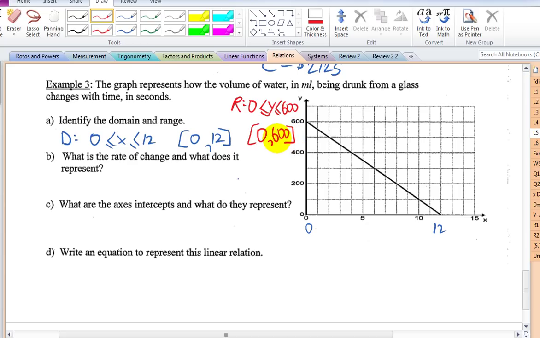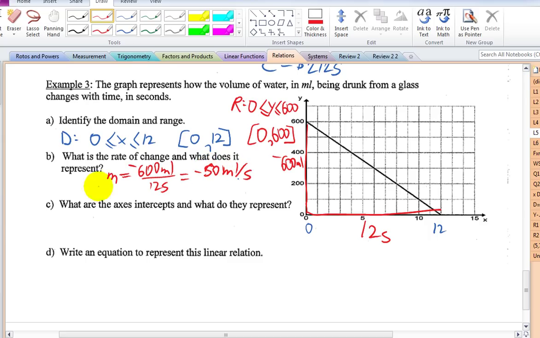What is the rate of change? So you actually have a super easy triangle for you. It's made right there. This is 12 seconds and this is 600 milliliters. So go ahead and figure out M. 600 milliliters divided by 12 seconds. And it's negative 600 rather. So negative 600 divided by 12 represents negative 50 milliliters per second.